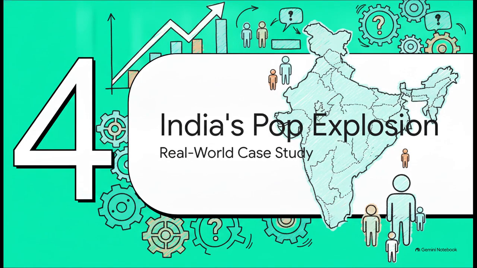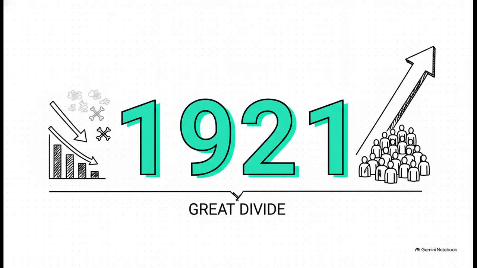Section 4. Inside India's population explosion, a real-world case study. Let's actually apply this brand new demographic toolkit to a real-world case study and see how this builds. I want to anchor our history on one very specific year, 1921. Demographers actually call 1921 the year of the Great Divide in India.